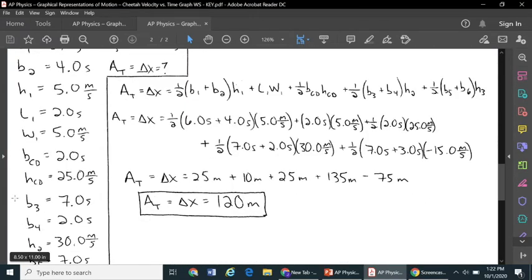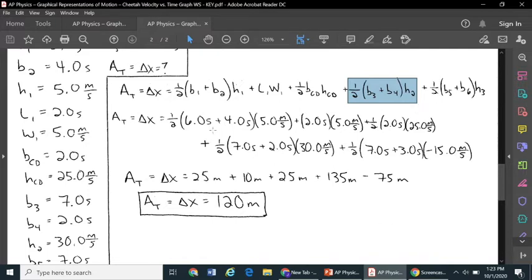And so I wrote here, I called the bottom base B3, that's 7 seconds. The top base I called B4, because that's my fourth base, and so I called that 2.0 seconds. And then the height is the full 30 meters per second. Since that's a trapezoid, its contribution to the total area is the area of a trapezoid formula, the average of the bases times the height, which is 1/2 times (B3 + B4), that's the average of the bases, and then times the height H2.